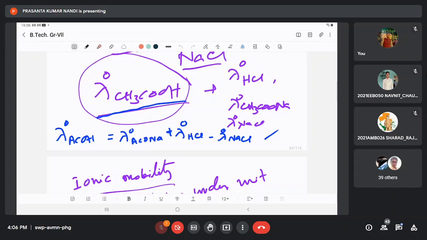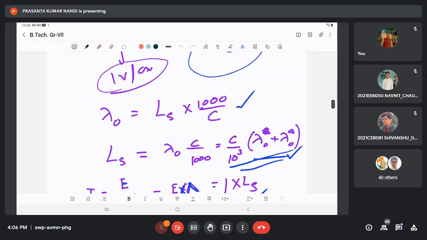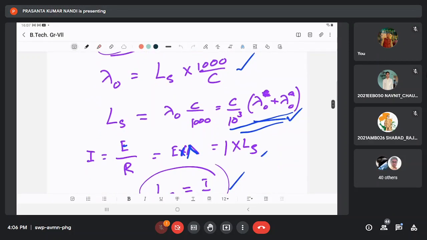So what is the ionic mobility? That is the definition: it is the speed of ions under unit potential gradient, that is, volts per centimeter. And these are the relations as we already discussed, so follow them.